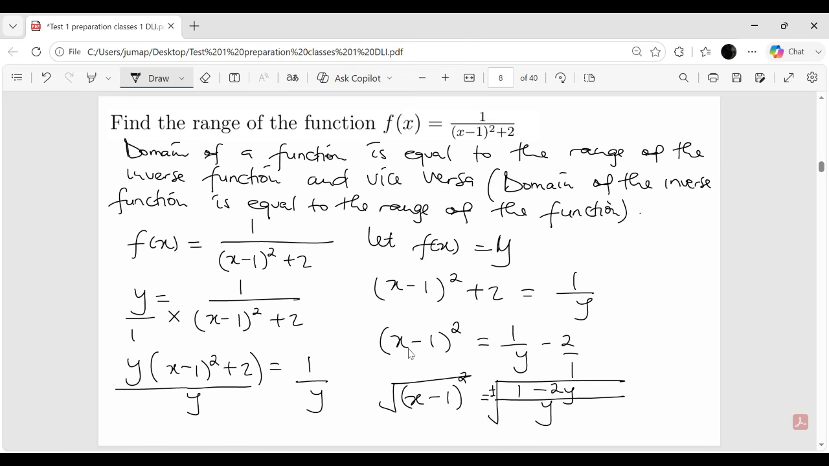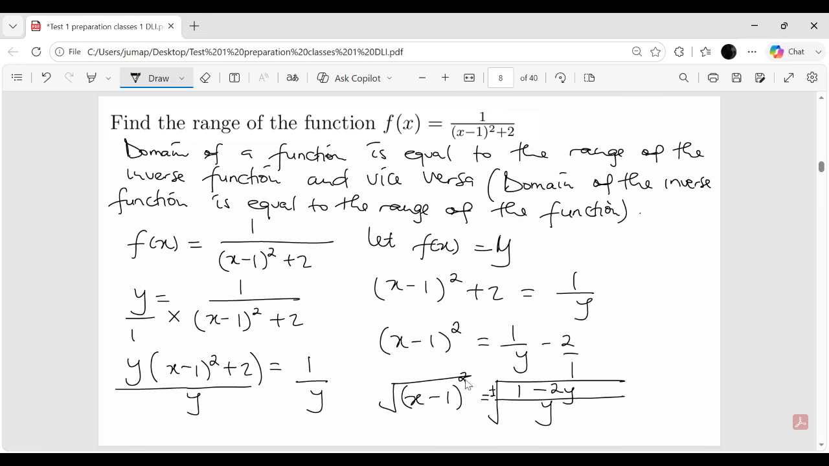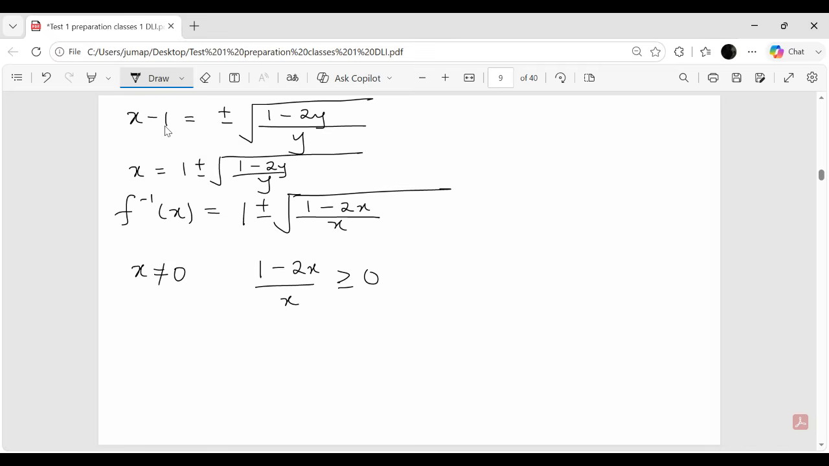So now this side I had a square number. If I have a square number, I need to square root it so that I can find the value of it. When I square rooted, I found that it gives me two values, which is plus or minus the square root of (1 minus 2y) over y. Are we together? Yes, sir. Okay. So after I canceled the square root, I'm going to have x minus 1 is equal to plus or minus the square root of (1 minus 2y) over y.